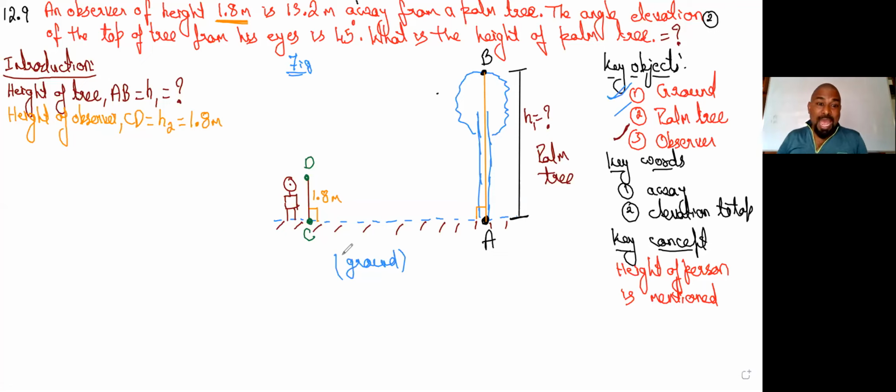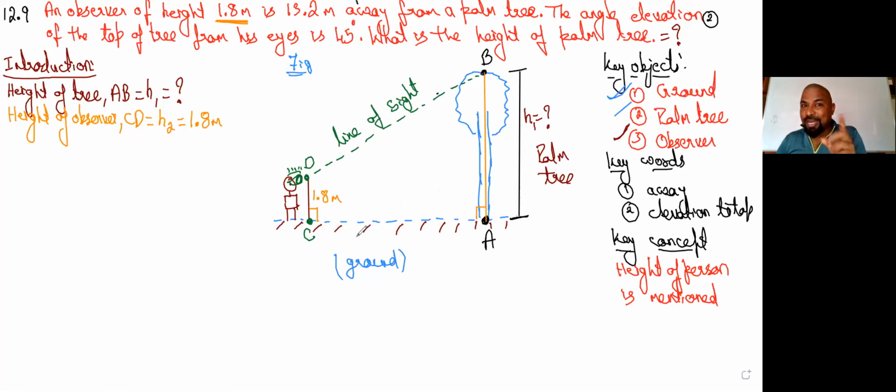Now the main concept, as we are talking about angle of elevation, let's draw the eye here. Why? Because the angle is made at the eye. He is observing the top of the tree. This is called the line of sight. According to the question, the angle made is 45 degrees.